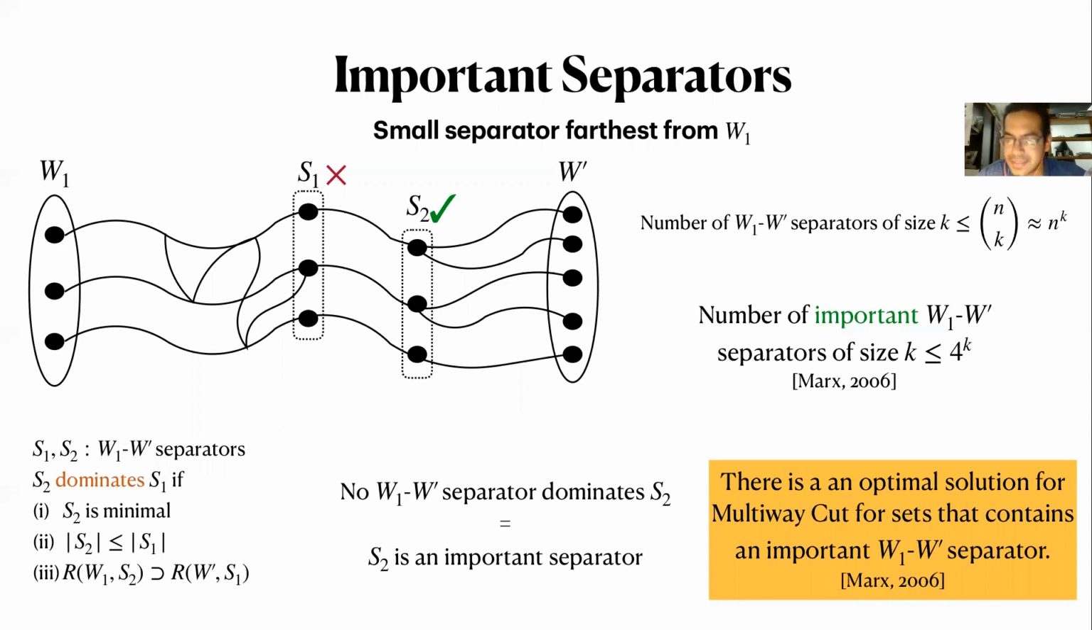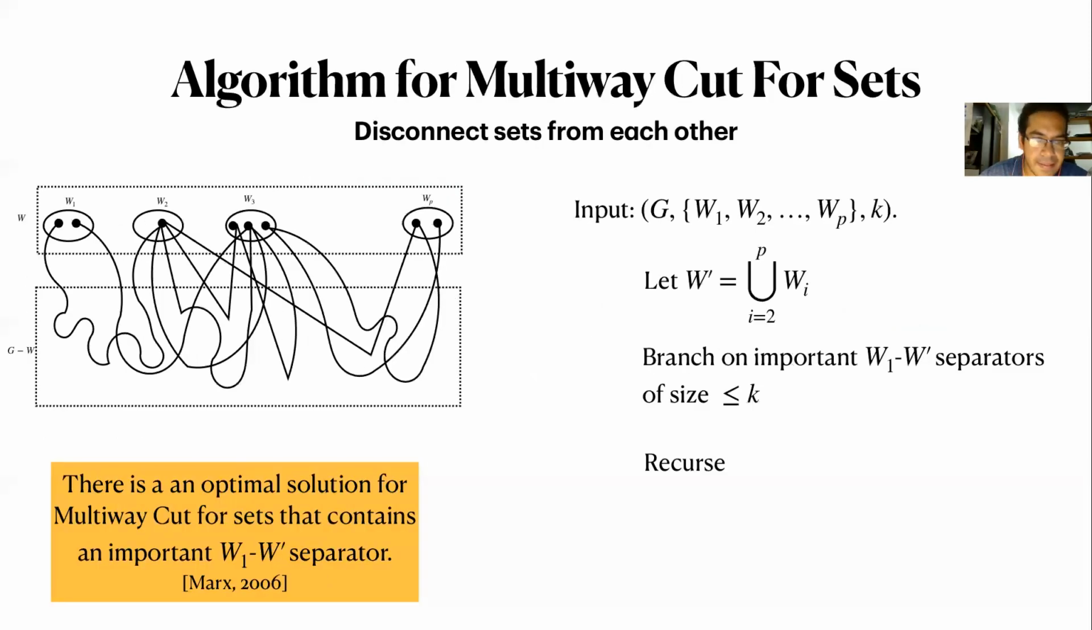In the same paper, he proves that there is an optimal solution for multiway cut for sets that contains an important W1-W' separator. So again, the input is G, W1 to WP, and the parameter K, and W' is the union of Wi from 2 to P. You branch on all these 4 to the power K separators and then recurse. For each sub-instance, you just recurse. The measure is K and it drops every time.